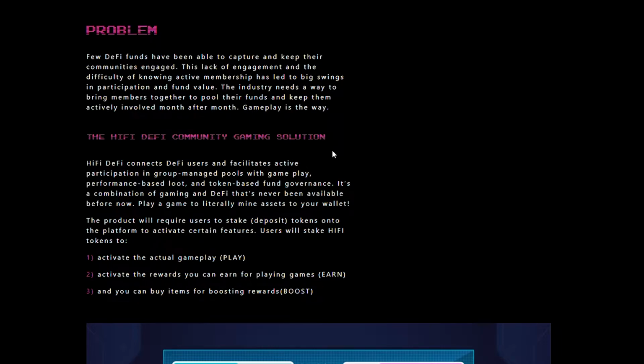So what is HiFi DeFi's solution? It's to connect DeFi users and facilitate active participation in group-managed pools with gameplay, performance-based loot, and token-based fund governance. It's a combination of gaming and DeFi that's never been available before now. Play a game to literally mine assets to your wallet. The product will require users to stake, to deposit tokens onto the platform to activate certain features. Users will stake HiFi tokens to, one, activate the actual gameplay; two, activate the rewards you can earn for playing games, that's the earn mechanic there; and three, you can actually buy items for boosting your rewards, possibly in the way of NFTs.